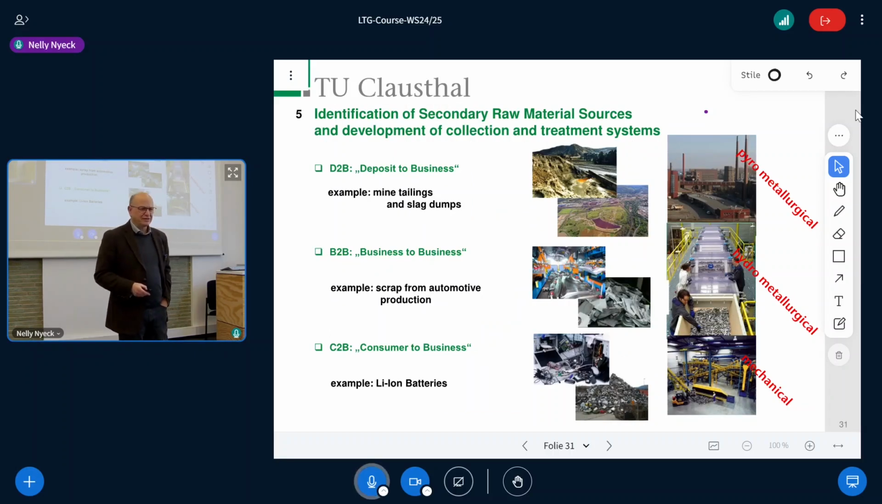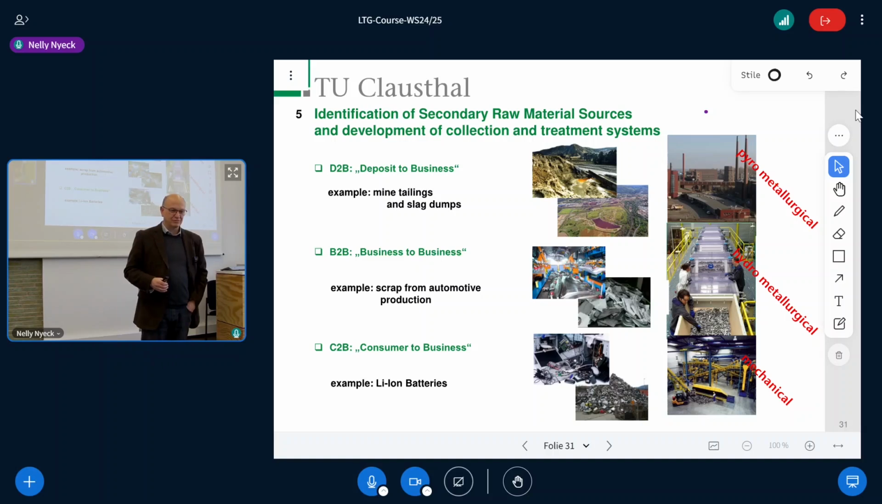Well, then we need the identification of secondary raw material sources and development of collection and treatment systems. Of course, like in the primary raw materials business, you have to understand what sources exist and how to treat them. And we have three different levels. We talk about the classical consumer to business, that's the waste you or we produce and bring back to industry. We have business to business. And the latest thing is deposit to business, where we have seen how large the amounts are in the dumps and tailing ponds and whatever, that we have to reactivate. And it's always a combination of mechanical, chemical, and thermal processes that we have to run.